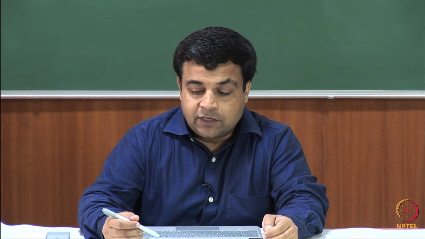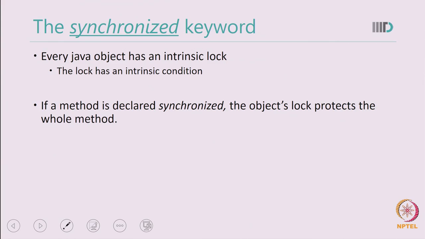Java also provides a very simple method to make sure that your access is synchronized. Just by using the synchronized keyword, you can ensure that all the access to data objects inside a method are synchronized across the multiple threads that are trying to access. Synchronized is like a monitor.